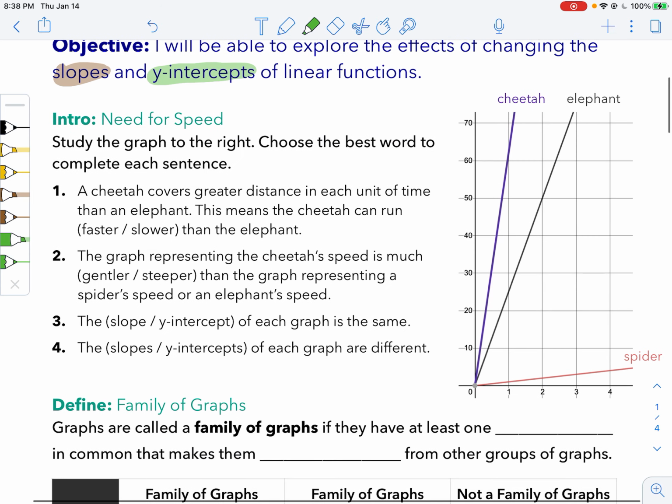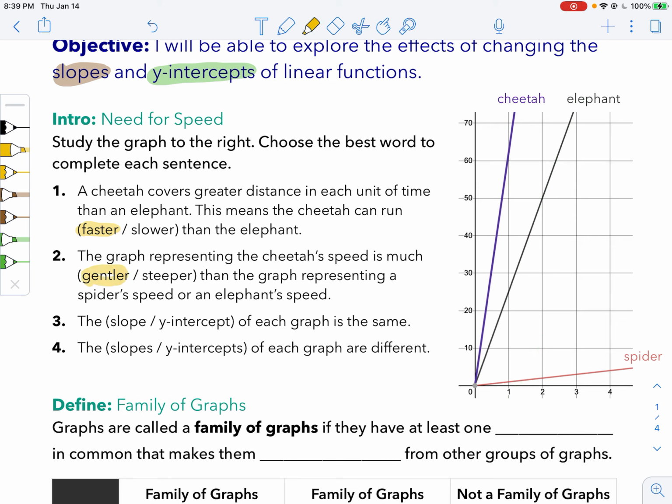So let's compare these lines right here. We have three graphs, one representing a cheetah's speed, another the elephant, and finally a third with the spider. As you're looking at these graphs, you can notice that a cheetah covers more distance in the same amount of time as an elephant or a spider. This means that the cheetah runs faster than the elephant does. You can also tell that the graph of the cheetah's speed is a lot steeper than the graph of the elephant or the spider.